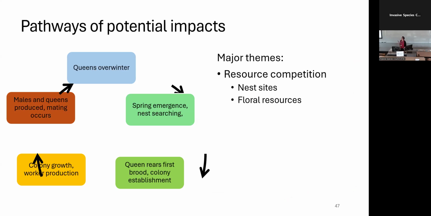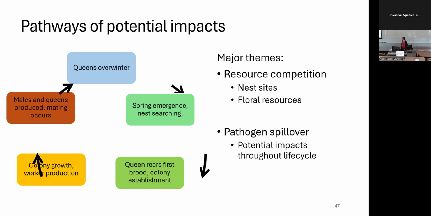And in the context of this life cycle, we can think about some major ways that different species of bumblebees can interact with one another and ways that a non-native species might impact our natives. One is through resource competition, first for nest sites, which is very hard to study, but likely nest sites are a limiting factor for bee populations. And secondly, for floral resources. Floral resources are very critical for queens when they're first establishing their nests, but they're also important for that process of colony growth later in the season.